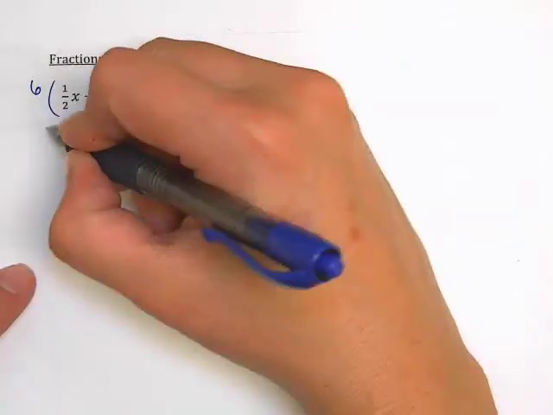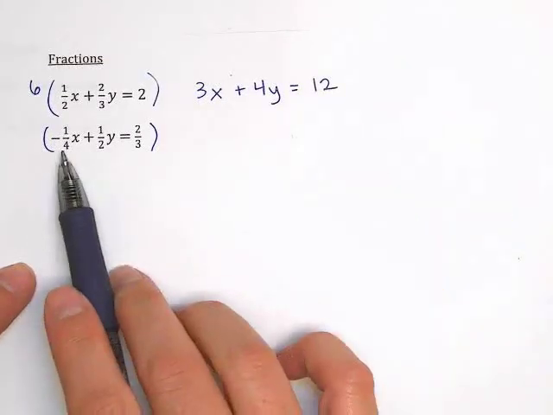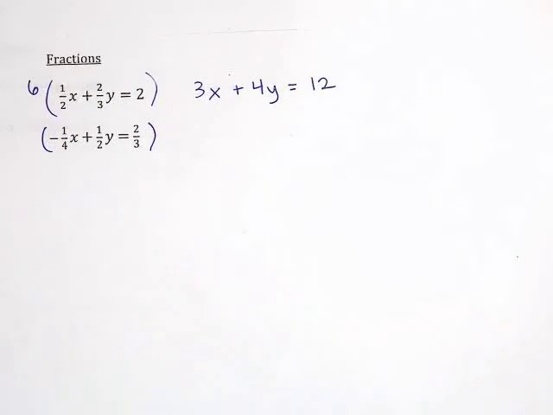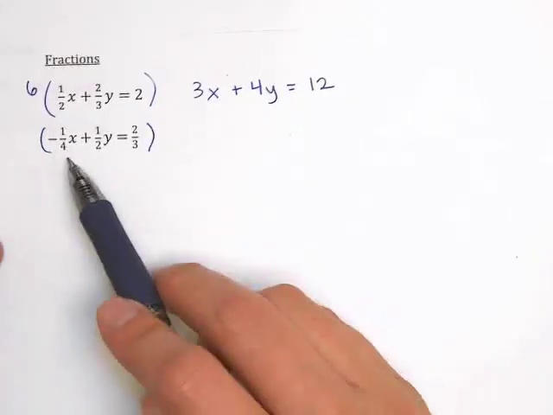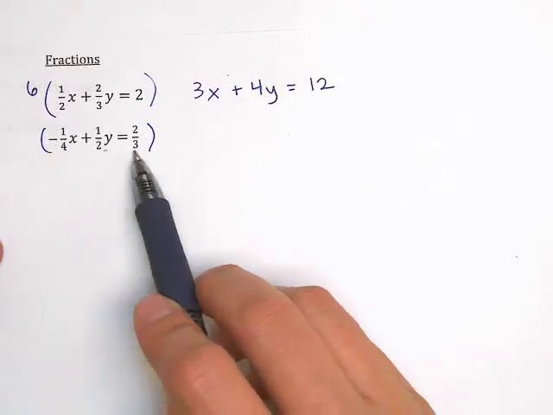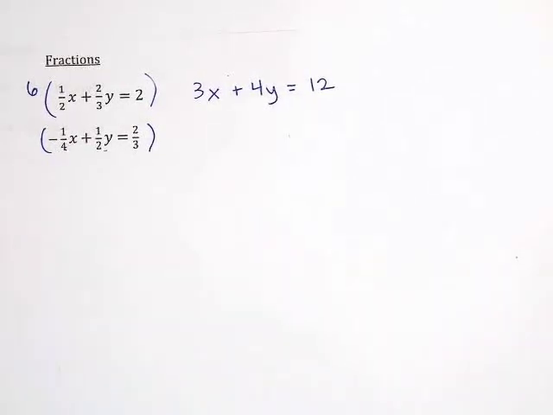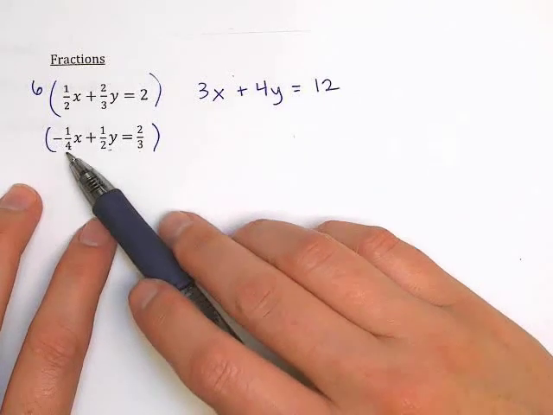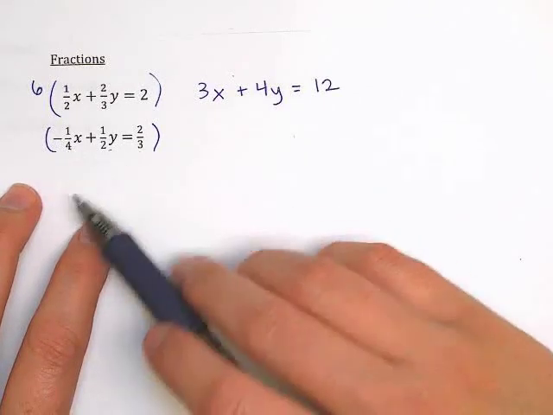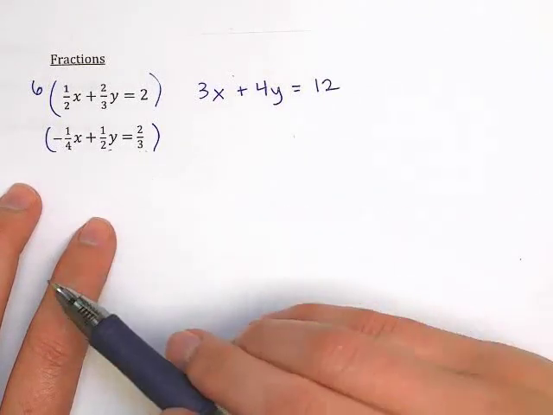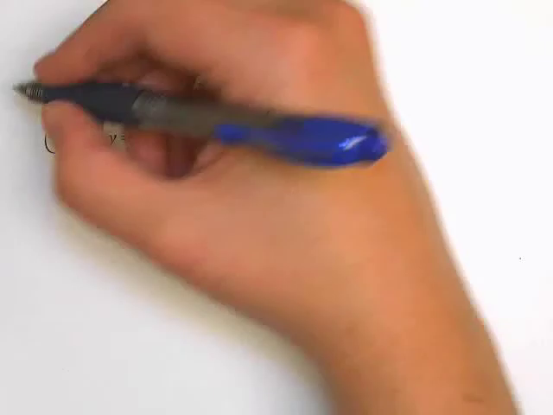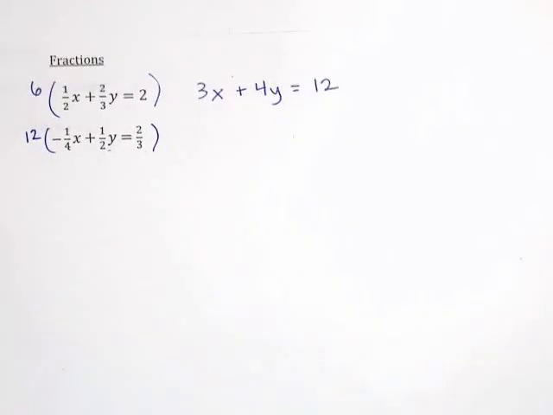Okay, in this problem, I have three denominators, 4, 2, and 3. I need to find the least common denominator for all three of those numbers. So the smallest number that 4, 2, and 3 all go into evenly. 6 doesn't work, only 2 and 3 go into 6. We might think 8 because 4 and 2 both go into 8, but 3 doesn't go into that. The smallest number that all three of these share is 12. Okay, so the least common denominator is 12.